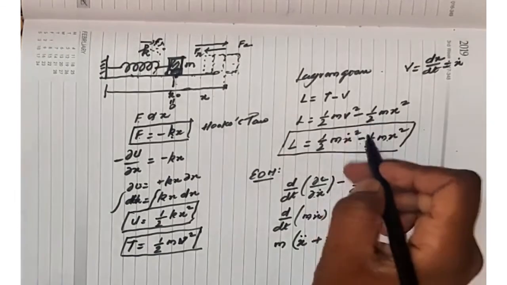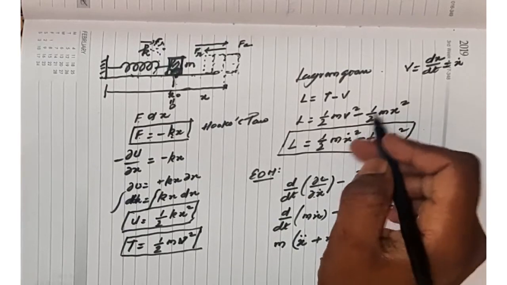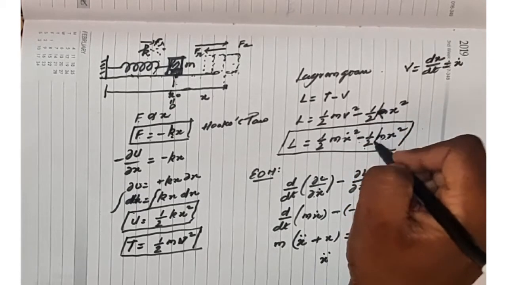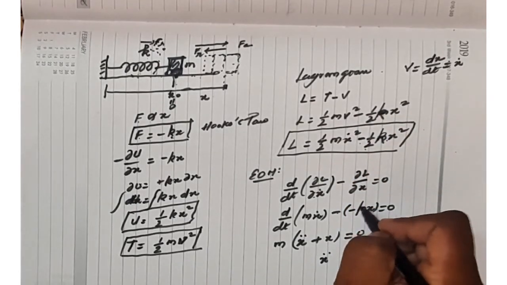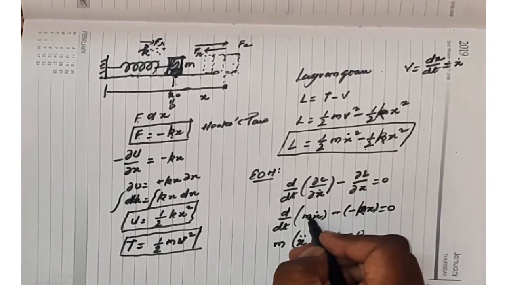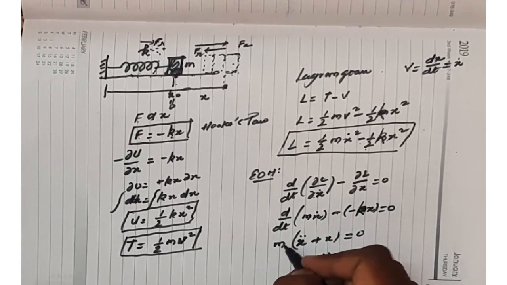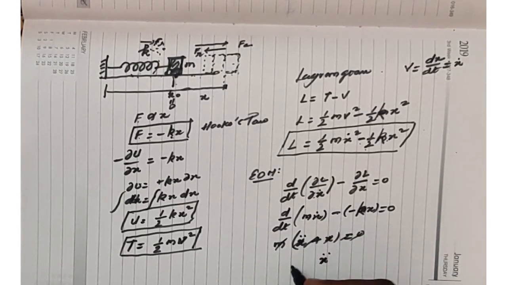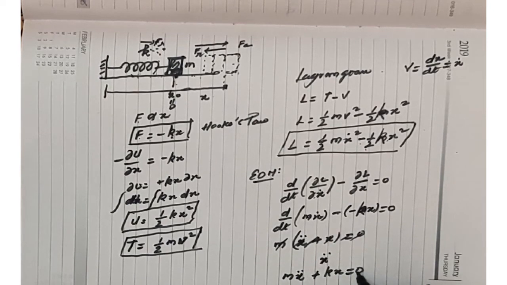Here one thing: actually it's not half m x square; the potential energy is half k x square. That mistake I had made, it should be k. So wherever the potential energy appears you need to change it to k. Since m is constant, you can keep it inside. So it will operate only on x, and it will give x double dot, minus into minus plus, k x equal to 0. This would be the equation of motion for the one dimensional simple harmonic oscillator.